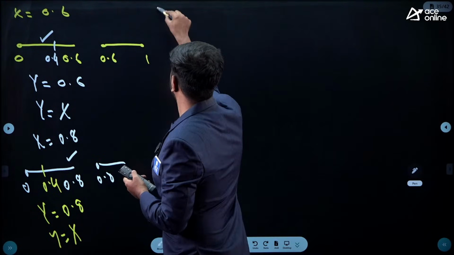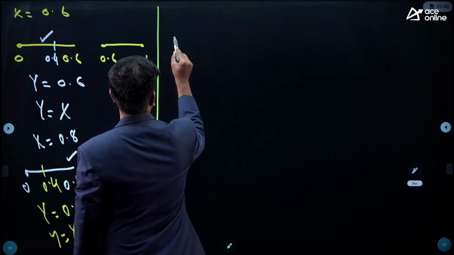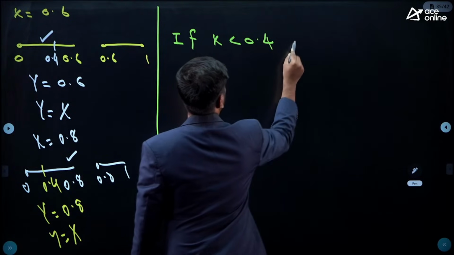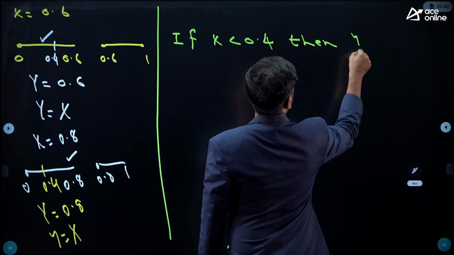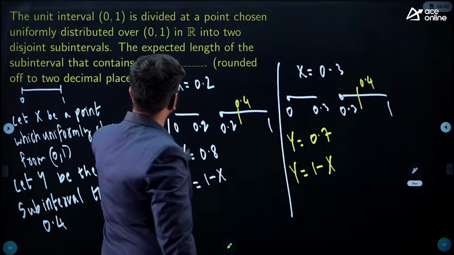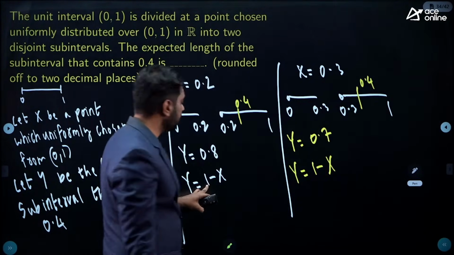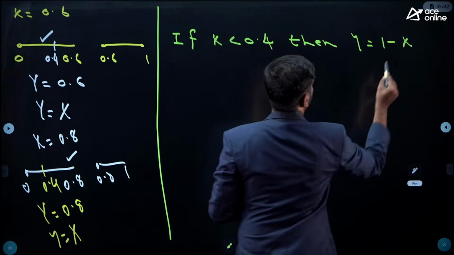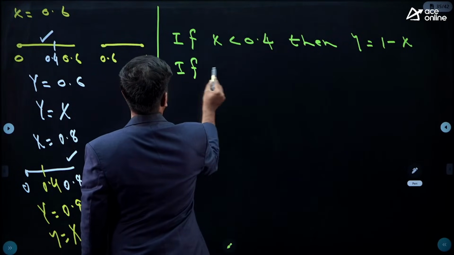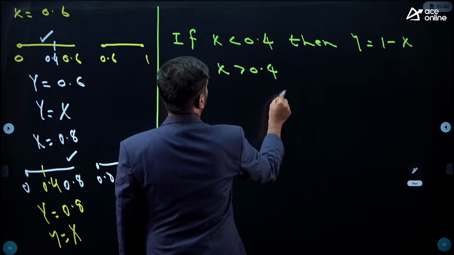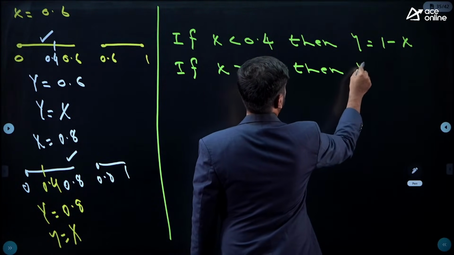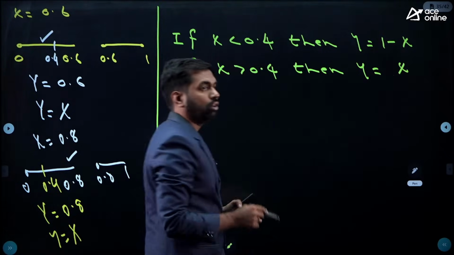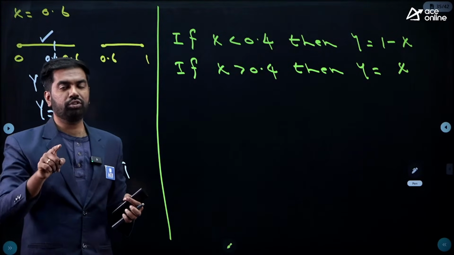So now I have understood one logic here. If x is less than 0.4, then do you know what Y is? Go through the cases, 0.2, 0.3. What was Y? It was 1 minus x. So Y is 1 minus x. If x is greater than 0.4, then do you know what Y is? Y is directly x. So now I found that the length of the subinterval which contains 0.4 is a function of x.